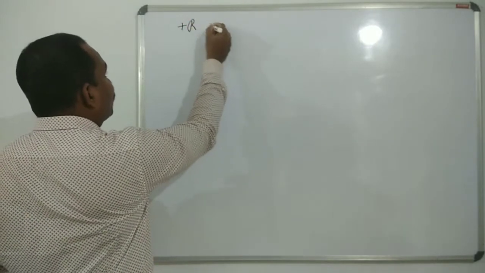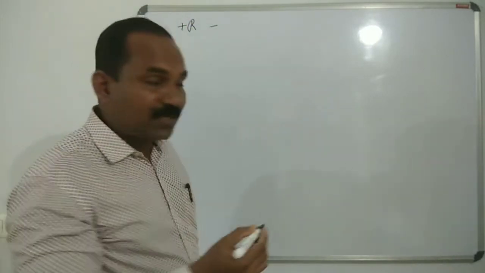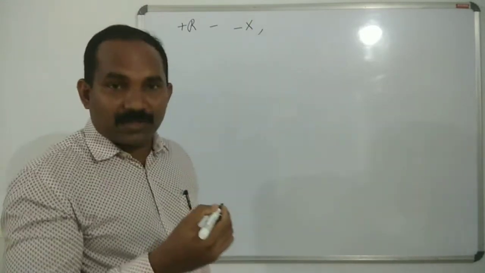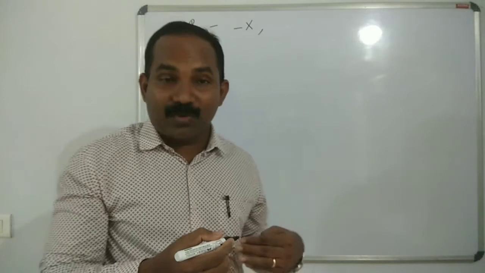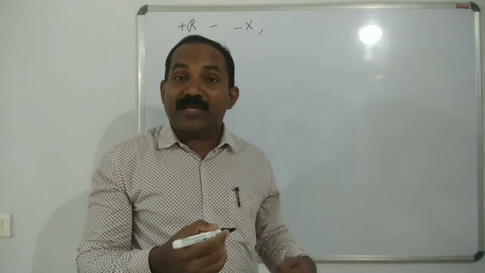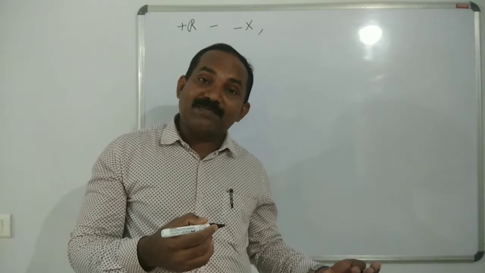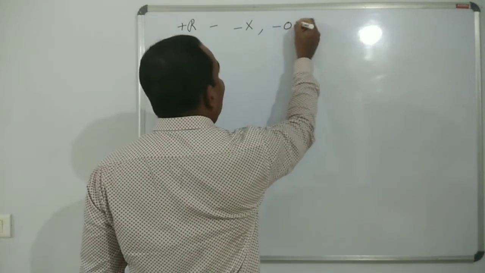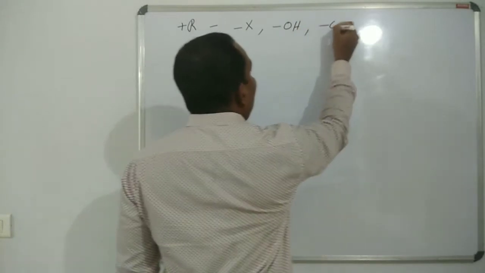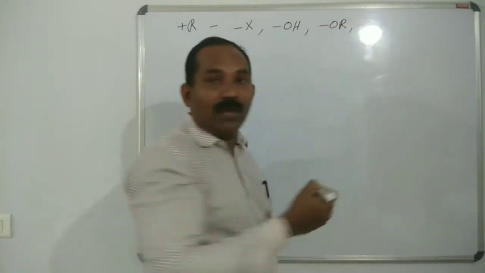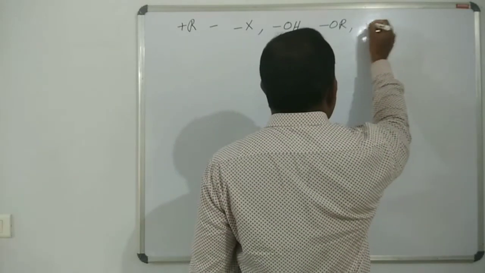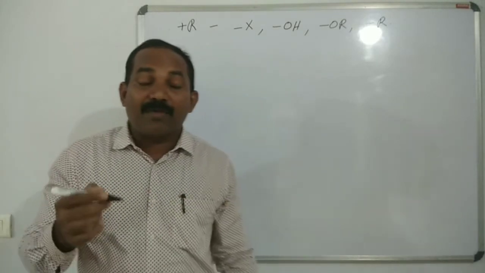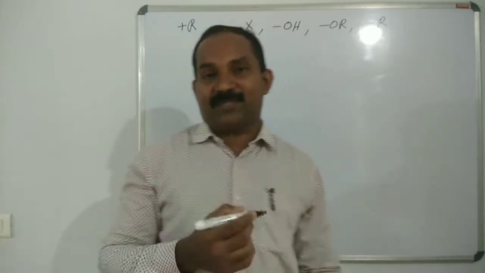Plus R group, positive resonance group. The groups are halogens. Remember that halogen is a minus I group, but in resonance effect it is positive resonance. Halogens, then OH group, OR group, then alkyl groups. All these have a positive resonance effect.